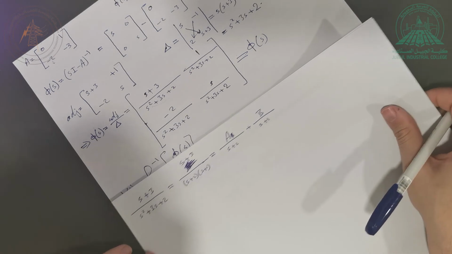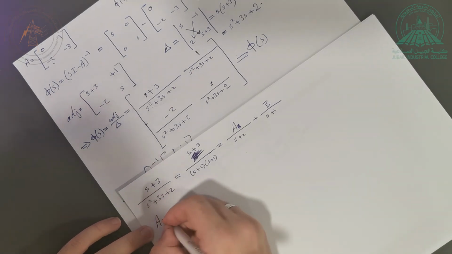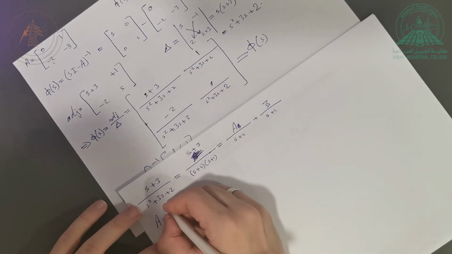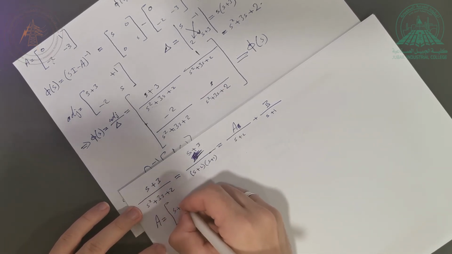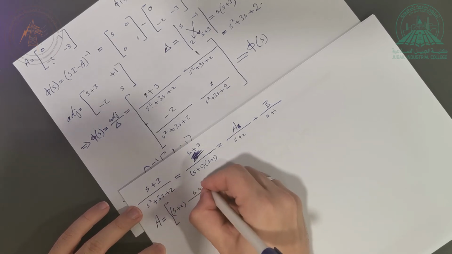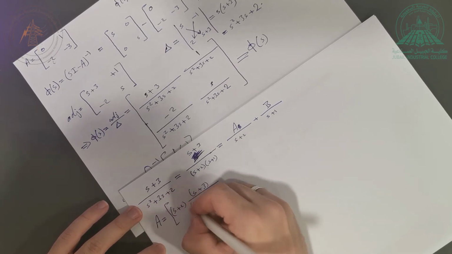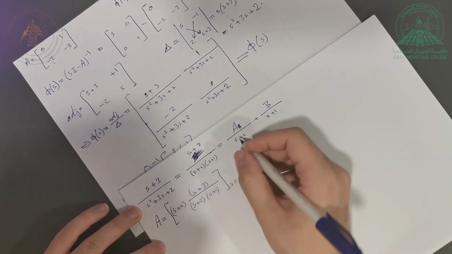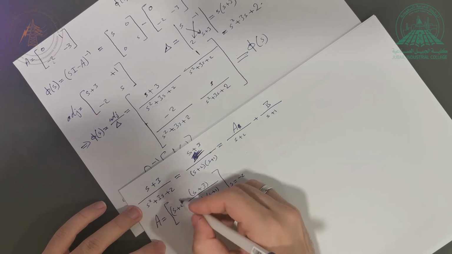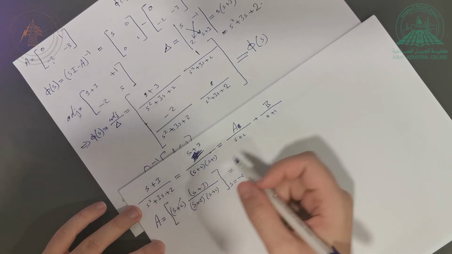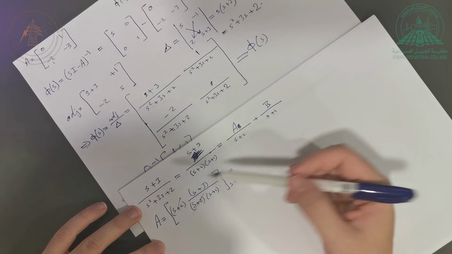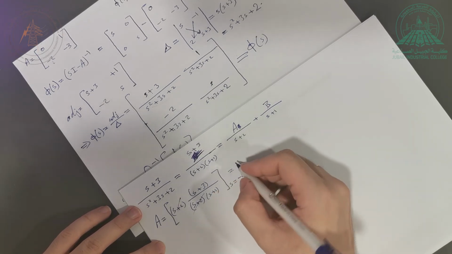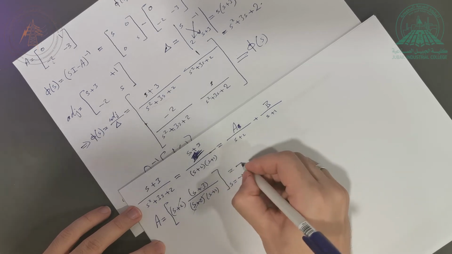So how do I find the value of A? A is equal to this multiplied by (s + 2), so A = (s + 2)(s + 3)/((s + 2)(s + 1)), and I substitute at s = −2. This cancels with that. So what do I get here? I get −2 + 3, which is 1, divided by −1, so I get −1.